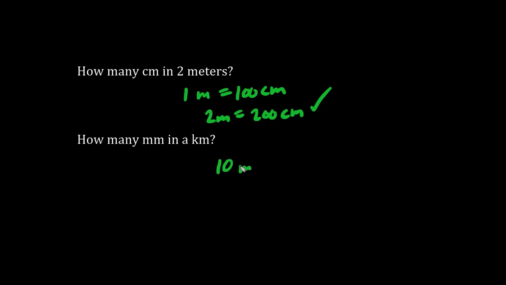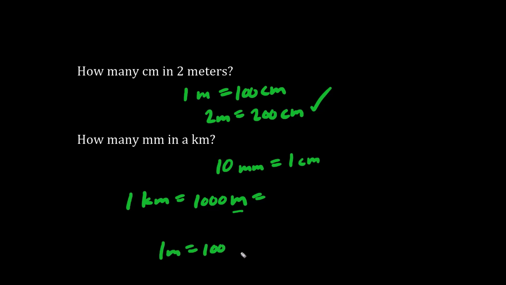Now, how many millimeters are there in a kilometer? There are 10 millimeters in 1 centimeter. And in 1 kilometer, we have 1,000 meters. Each meter, 1 meter, equals 100 centimeters. So we need to add 2 more zeros to this amount here. So 1 kilometer equals 1,000 meters, and we count 3 zeros, and we add another 2 zeros, and we have centimeters.